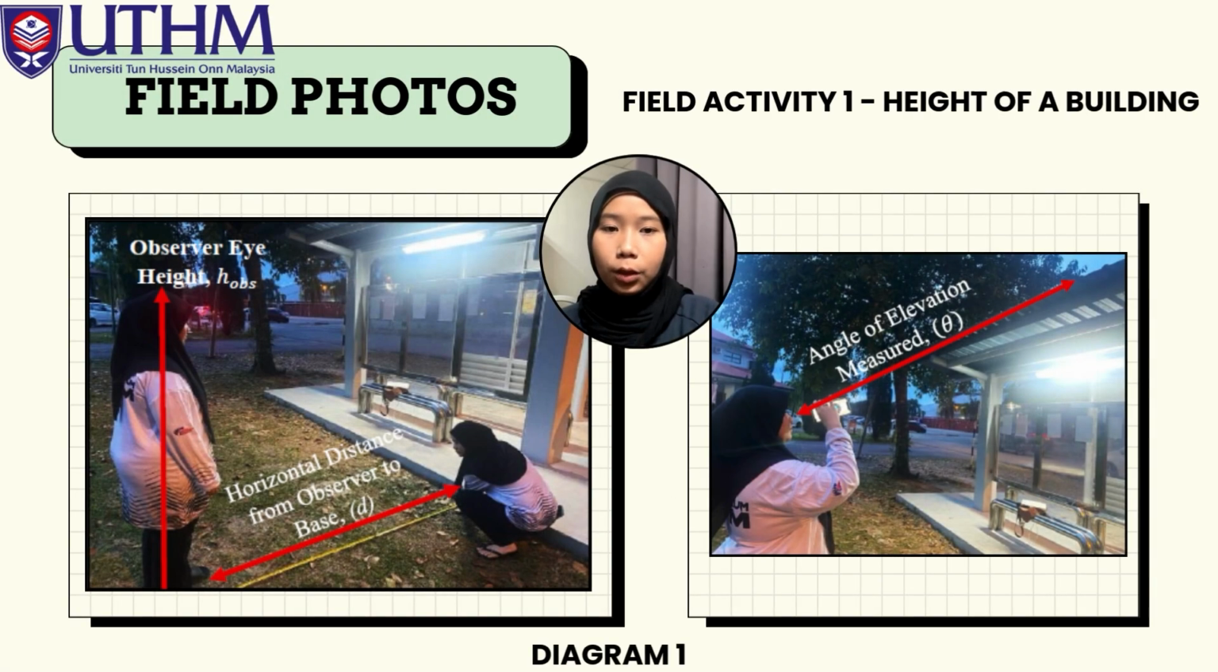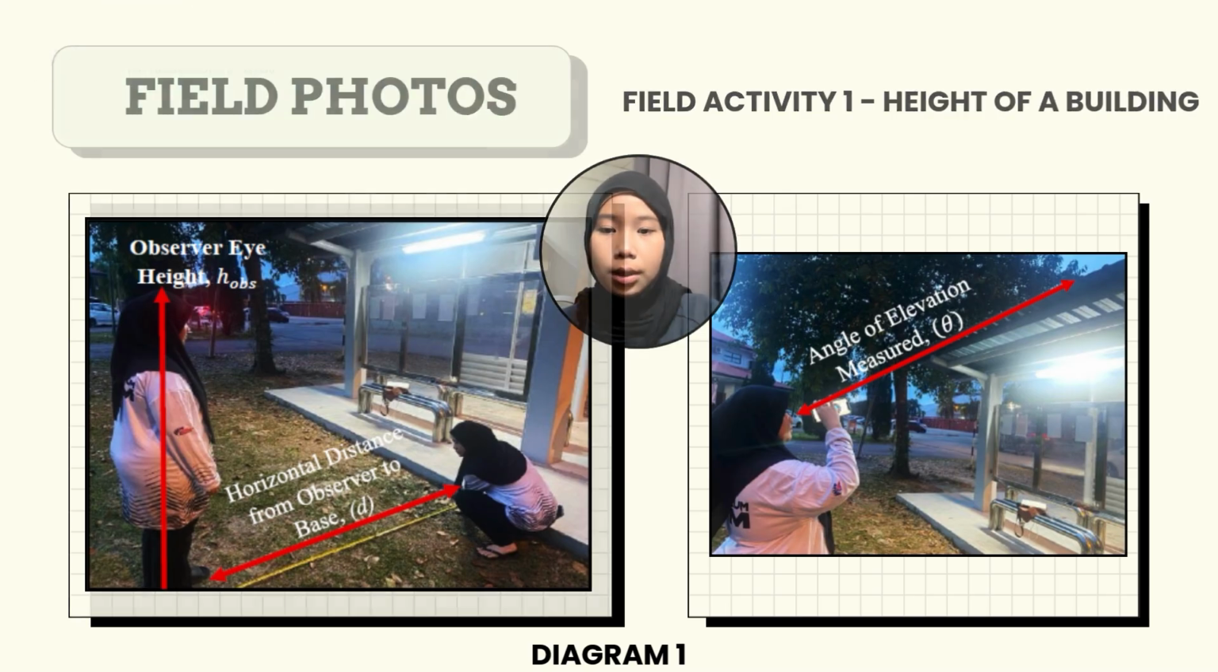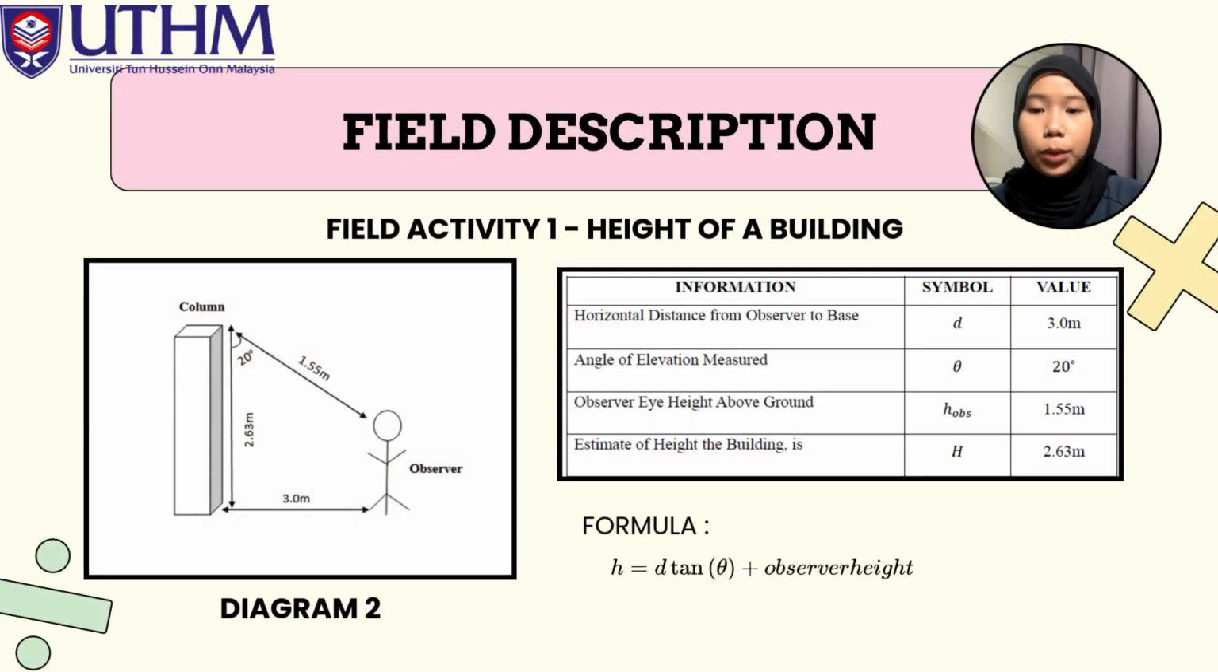Field activity 1, height of a building. So these are the photos when we took the measurements for the height, distance, and angle of elevation during our field activity. Based on diagram 2, these are our sketches based on our field activity. From the field activity, we collected the data.